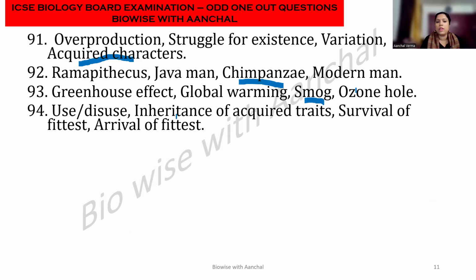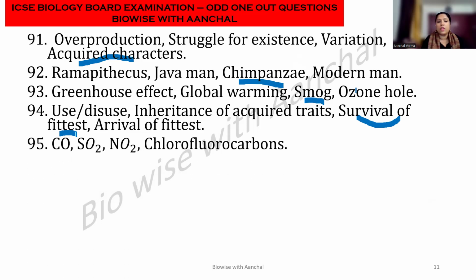Use disuse theory, inheritance of acquired characters, survival of the fittest, arrival of the fittest. Use disuse is by Lamarck. Inheritance of acquired character is also Lamarck. Survival of the fittest is Darwin, and arrival of the fittest is Lamarck. So survival of the fittest, because the rest all support Lamarckian theory of evolution.